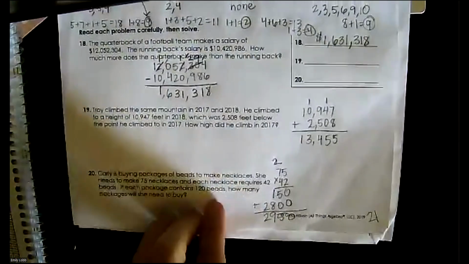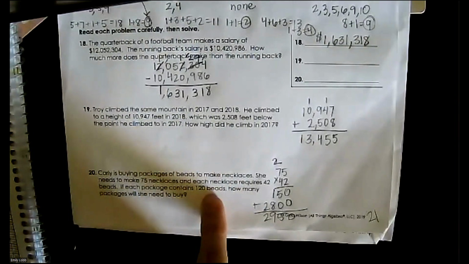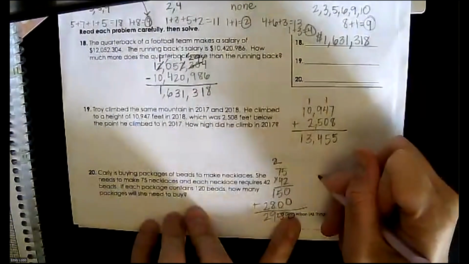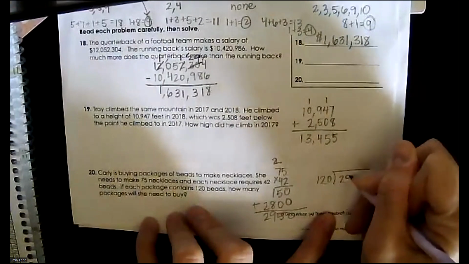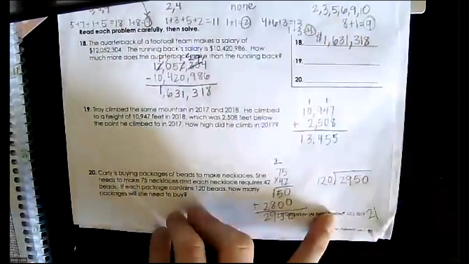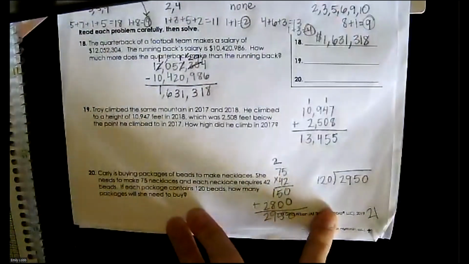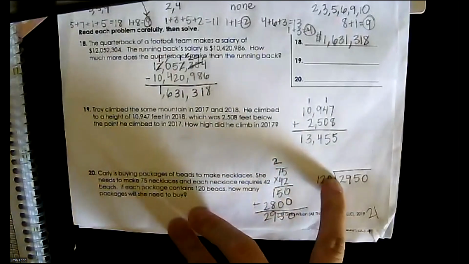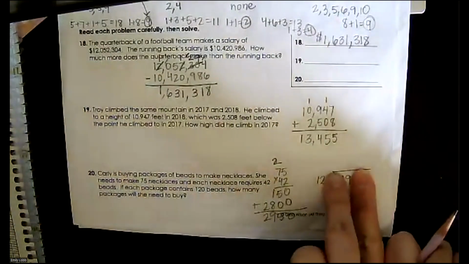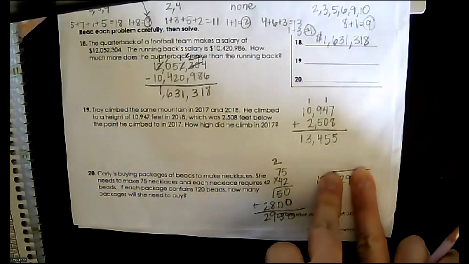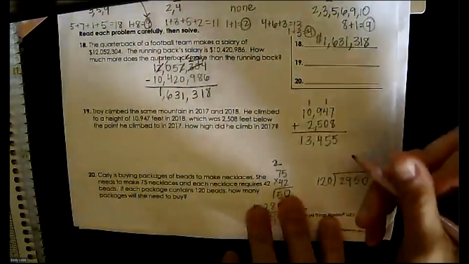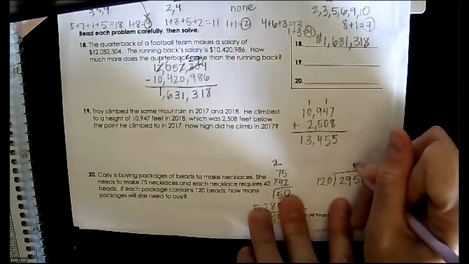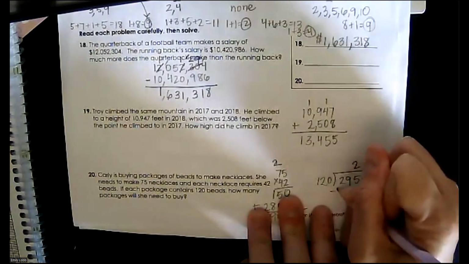All right, so I need to figure out how many packages I need. So I'm dividing this by 120. 2950, guys. Think about 12 into 29. How many times could 12 go into 29? Twice, right? So I'm really thinking 240 here.